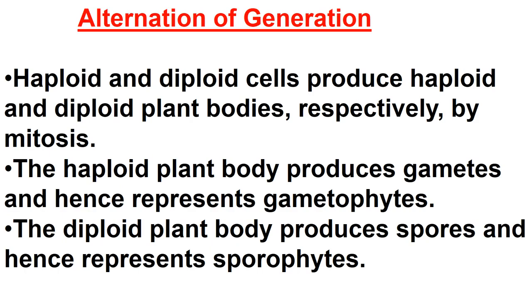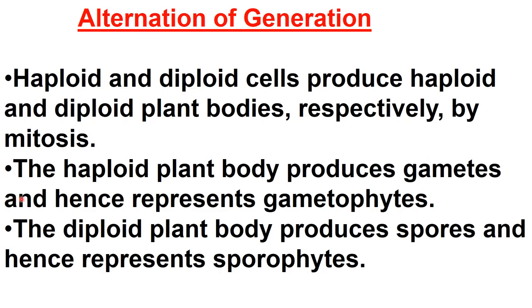Haploid and diploid cells in plants produce haploid and diploid plant bodies respectively by mitosis division. When mitosis division occurs in any cell, what happens? The number of chromosomes remains the same. That's why it is called equational division. So when the haploid cell undergoes mitosis division, it makes the haploid plant body, and when the diploid cell undergoes mitosis division, it makes the diploid plant body.